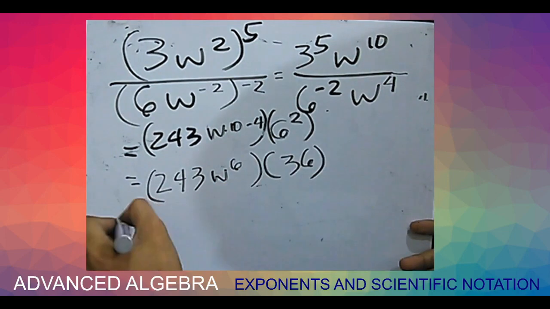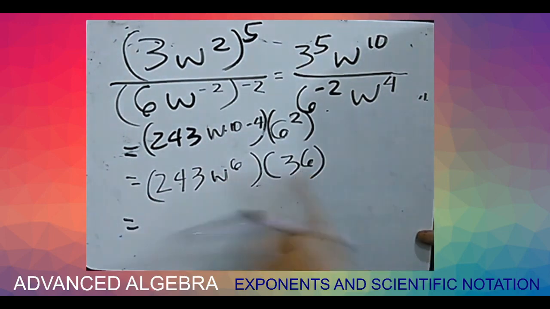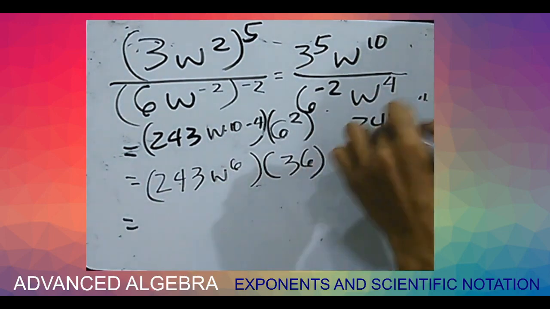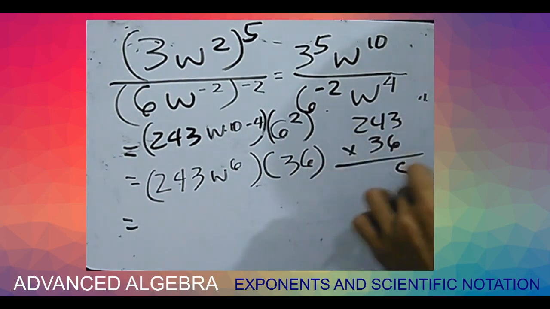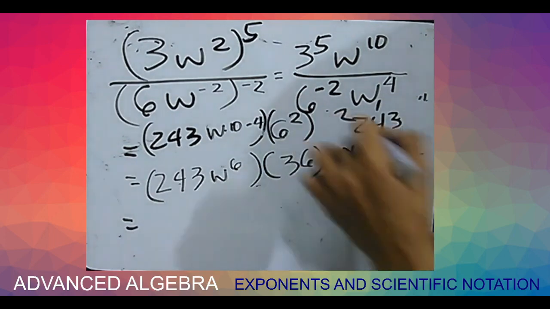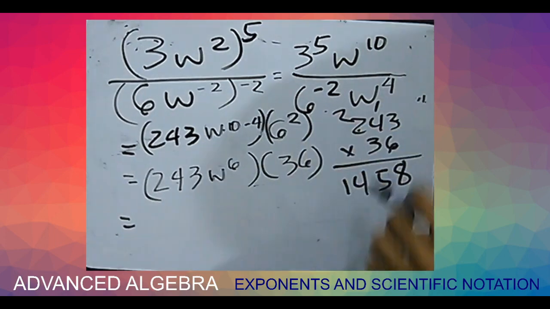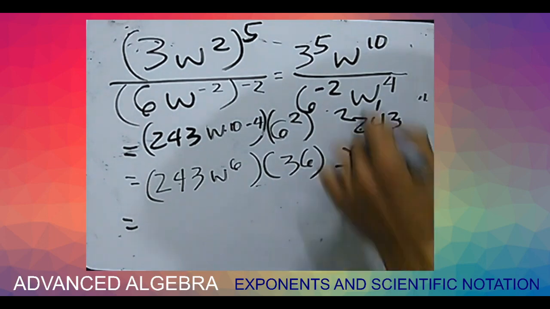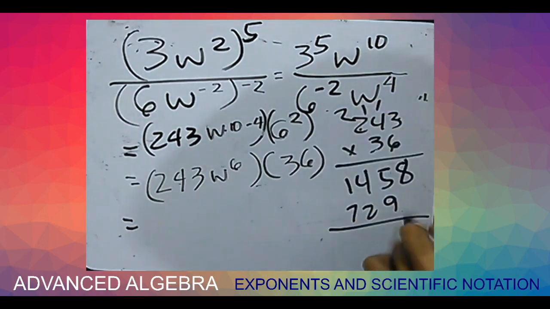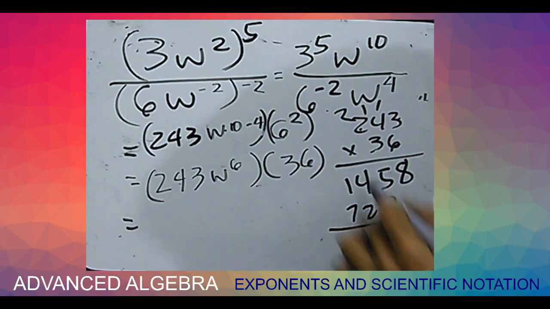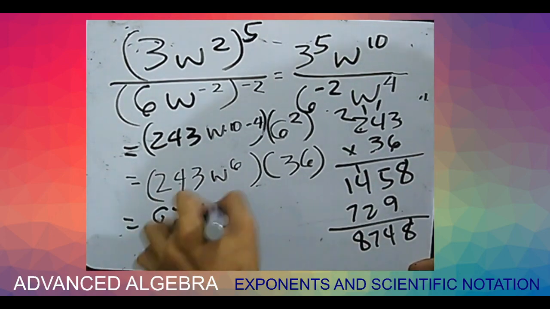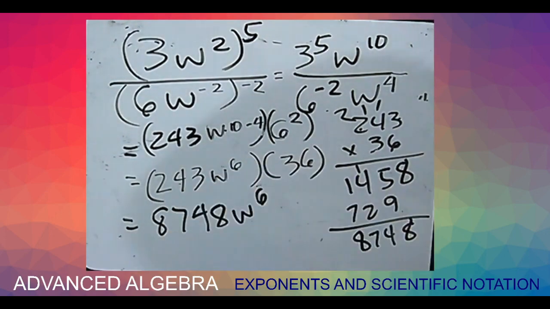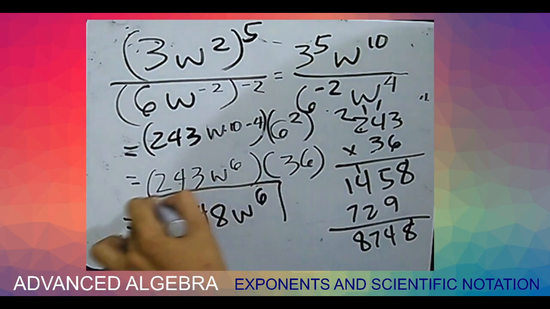Okay? Ang sagot diyan ay, i-multiply natin yung kanyang numbers. So, 243 times 36. Okay? Pag multiply natin, 8,748 W to the 6th power. So, ito na yung final answer natin.